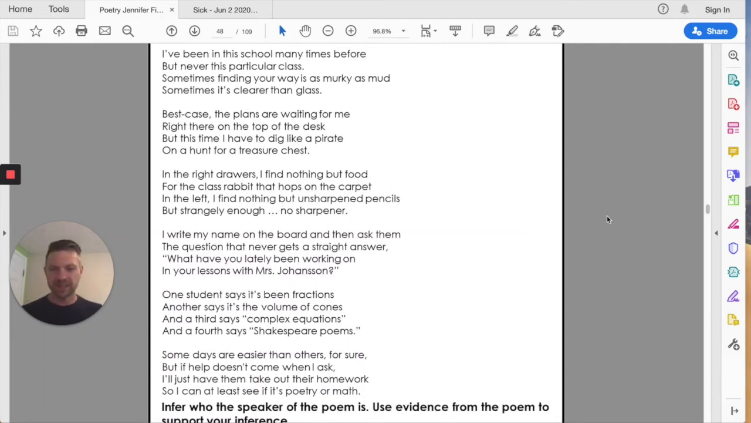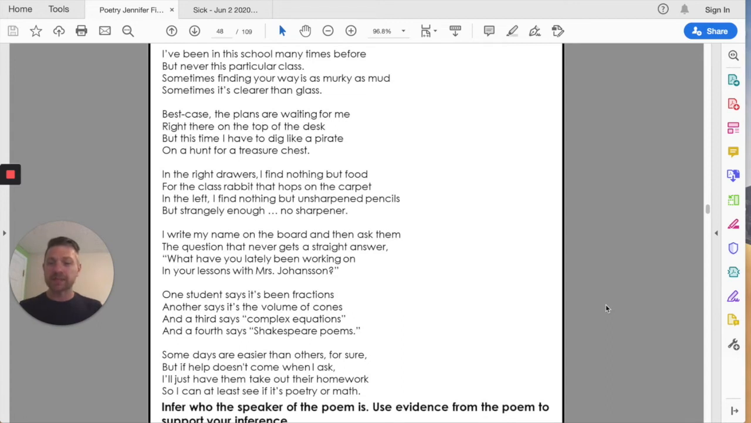All right, so think about that. Who was speaking? And think about what evidence or clues in the poem tell us. So going from our small group, I remember that a bunch of students at first were like, well, it's in a school, right? I mean, it says very first, I've been in this school many times before. And so maybe it's a student. But then you're like, well, no, it's not a student because it says they're asking the students, right? So then maybe it's a teacher. So we talked about that in small group. Well, maybe it's a teacher.